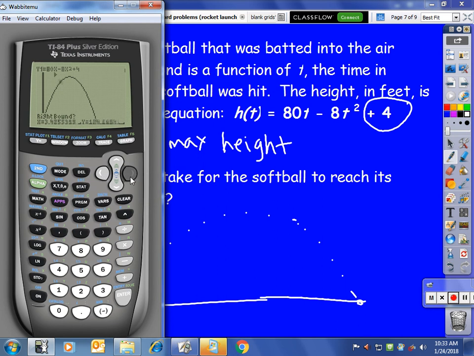Right bound, I need to make sure I'm to the right. And then don't stop till it says maximum. What's the maximum height? 204 is the maximum height.